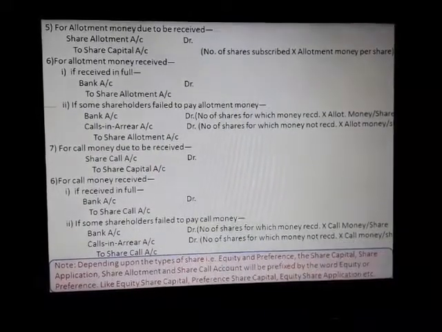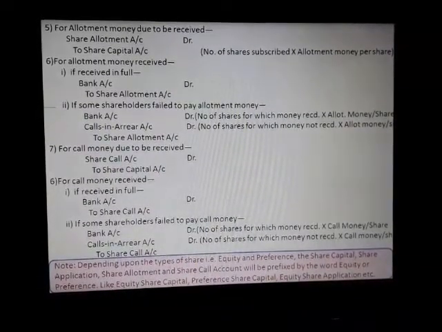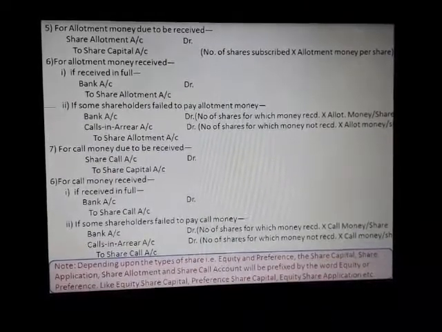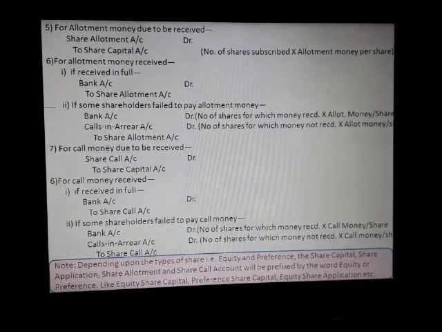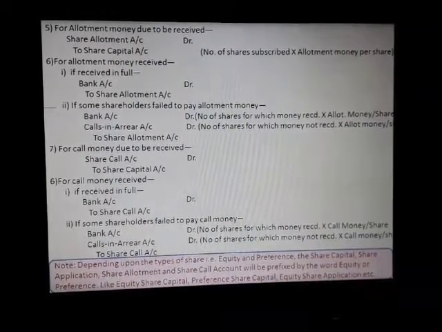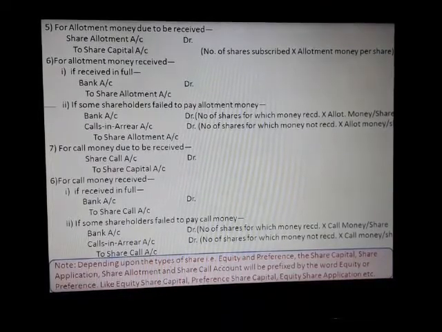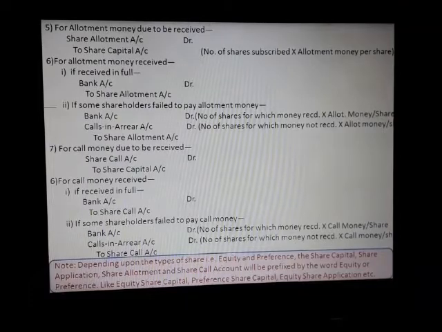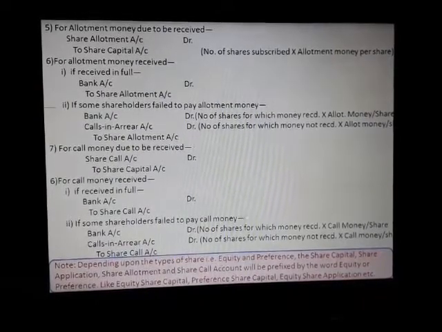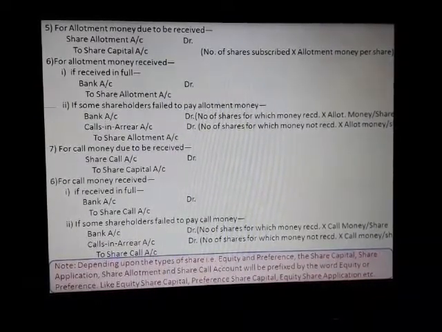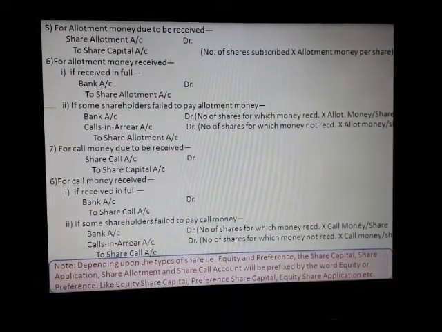Now, depending upon the types of share, there are two types of share, equity shares and preference shares. The share capital, share application, share allotment, share call accounts will be prefixed by the word equity or preference. So, if equity shares are issued, then we have to credit equity share capital account. We have to use the terms equity share allotment, equity share application, equity share call. If it is preference shares, then we have to credit preference share capital account and use preference share application, preference share allotment and preference share call account.